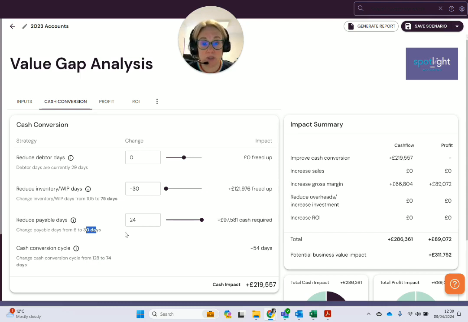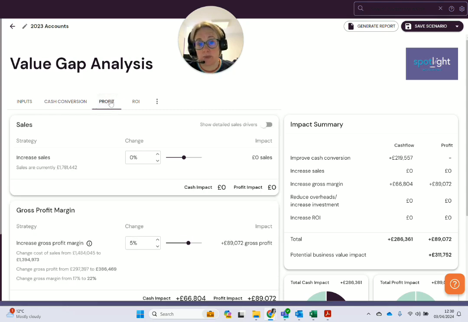So working on those two changes would have a cash impact of 219,557. So rather than approaching the bank about increasing their overdraft, if they worked on these two strategies, they would have an extra £220,000 in the bank. They wouldn't have their cash overdrawn and they wouldn't be paying the interest and charges associated with the overdraft.